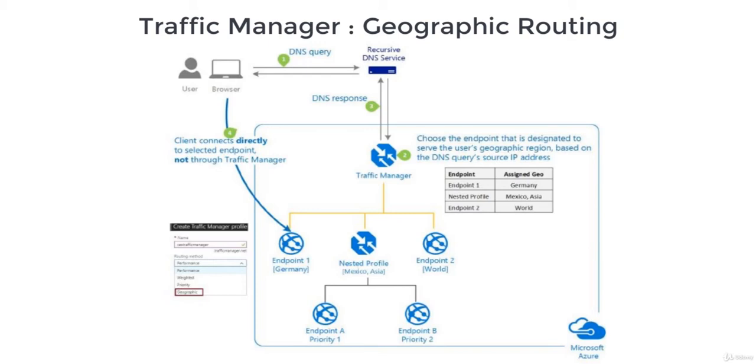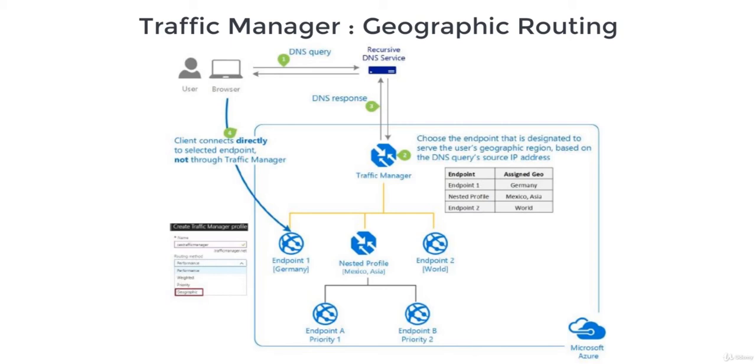When a traffic manager profile is configured for geographic routing, each endpoint associated with that profile will have a set of geographic locations assigned to it. Any request that is originated from that region will get routed to that endpoint only. If you look at the picture here, we got multiple endpoints. There are endpoints in Germany, some of them are in Mexico, Asia, and some of them may be in the whole world.